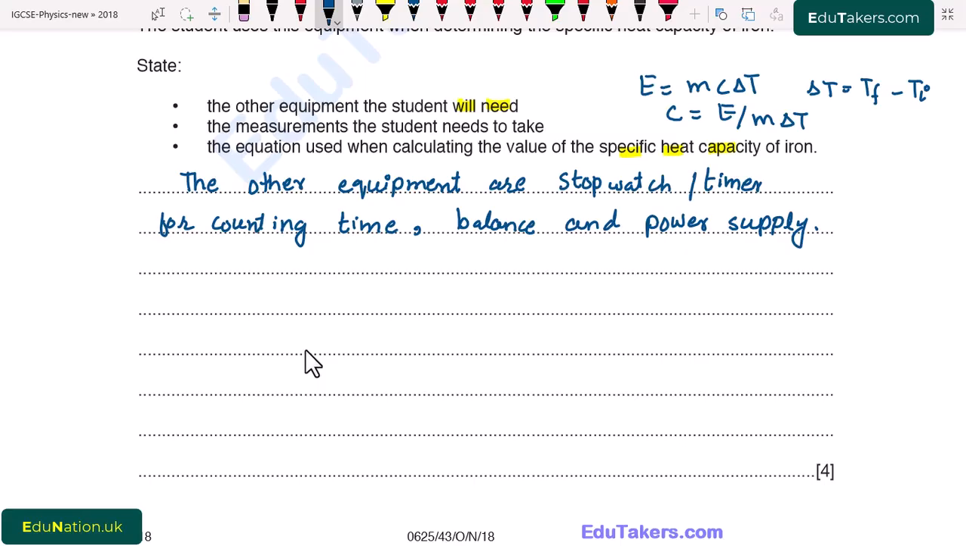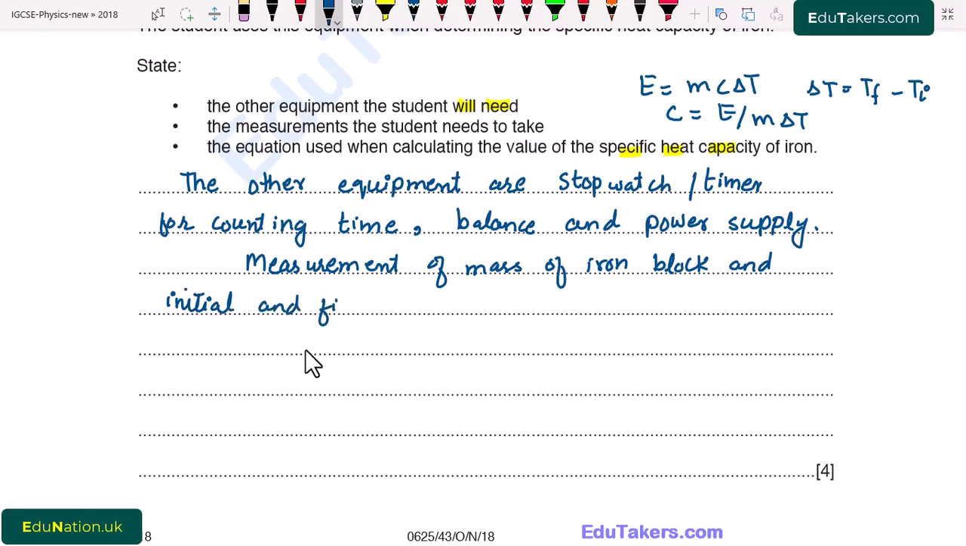So I write here measurements of mass of iron block and initial and final temperature.